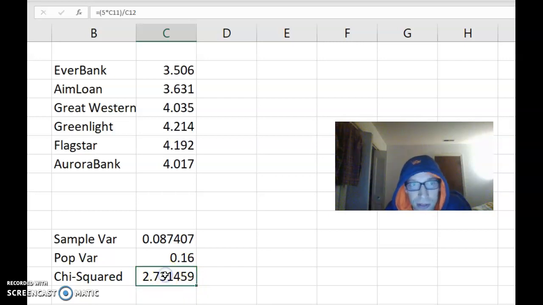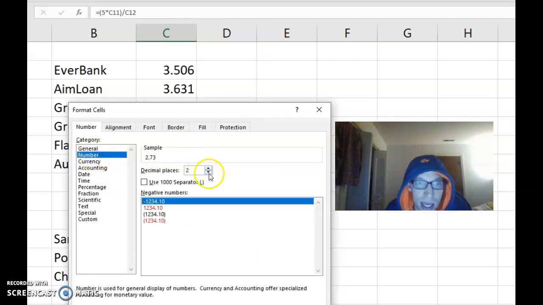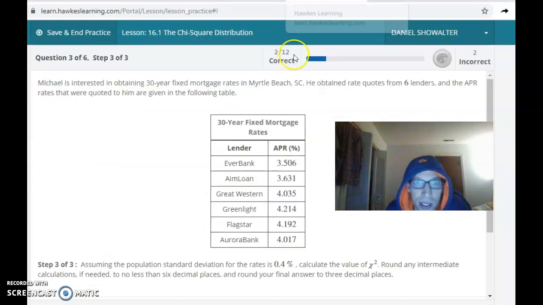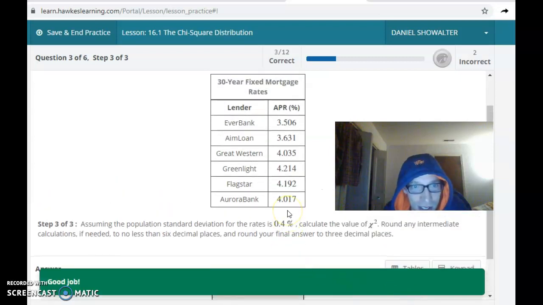If it wouldn't give you enough decimal places in Excel, you would just need to format cells and make sure that you're getting as many as you need there. So in our case, we need 2.7315. I'm going to enter that. If you see my original answer there, I made that mistake of converting this to a decimal and then had to go back and redo it, but I assume this will now give me a correct answer, and it does.